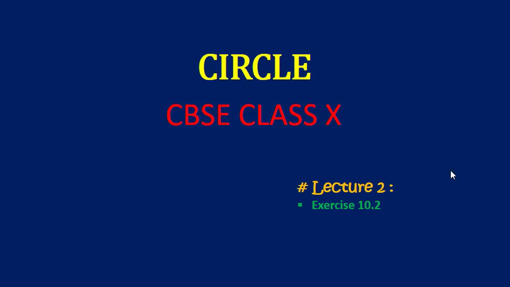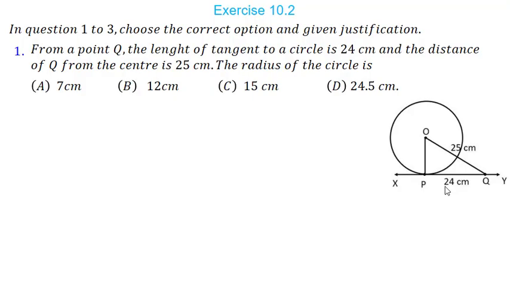Let us see the first problem of exercise 10.2. First question is from point Q. The length of tangent to the circle is 24 centimeter and the distance of Q from the center is 25 centimeter. The radius of circle is? So you can see in the diagram we have given the tangent length QP which is 24 centimeter and we have given distance of point Q from O which is 25 centimeter.